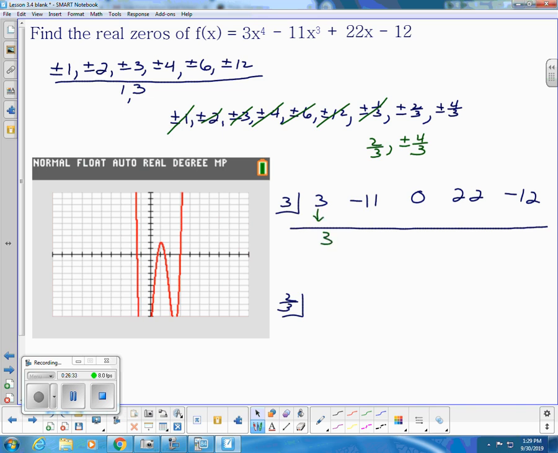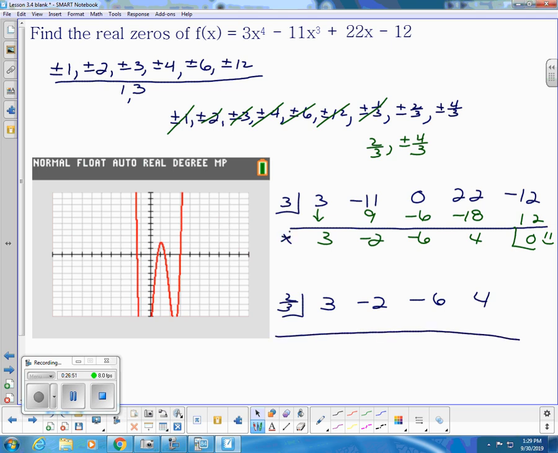So we have 3. Again, you should get a 0 here. So we're going to use those coefficients in our next synthetic division. We are breaking this guy down because right now at this step he's just a cubic. We need him to be down to a quadratic.